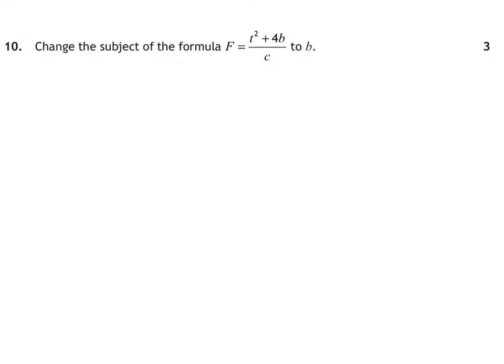Question 10. Change the subject to b in the formula f is equal to t squared plus 4b all over c. Things to watch out for: you have a fraction. Get rid of your fraction first, by multiplying both sides by whatever's on the bottom. Stop the video, go try it.